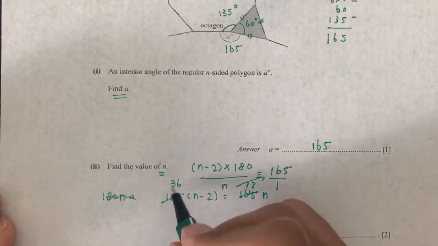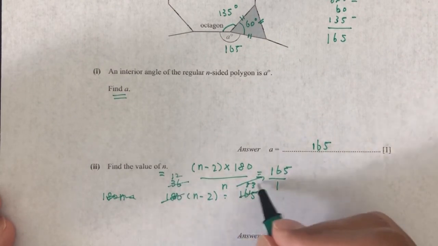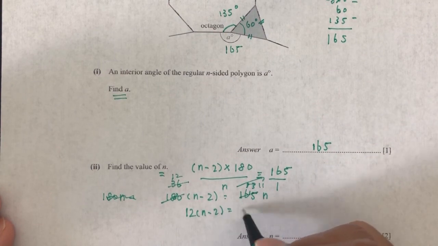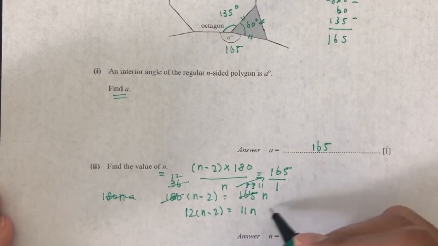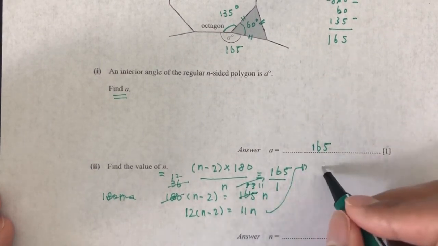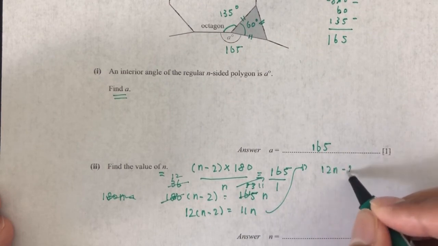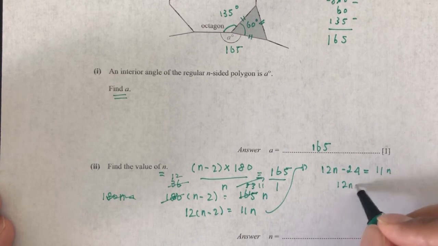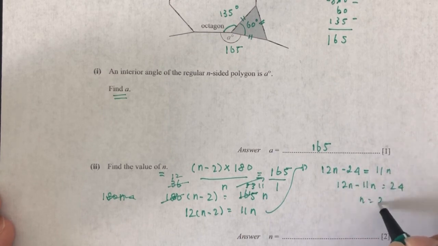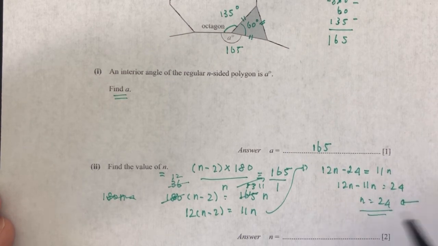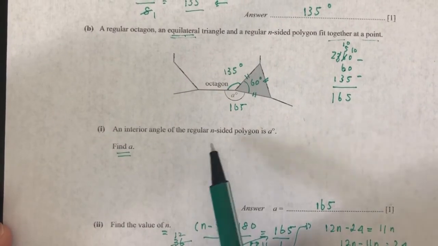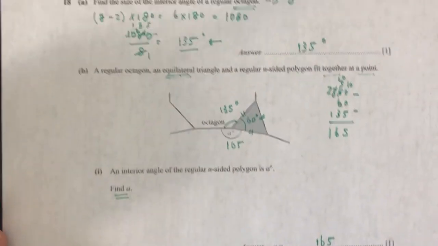And now divide by 3, we have 1, 2, and 11. So we have 12n minus 2 equal to 11n. So now let's bring this here, we can expand. So we will have 12n minus 24 equal to 11n. So 12n minus 11n equal to 24. So n equal to 24. So number of sides will be 24 for this polygon. And that is question number 18.